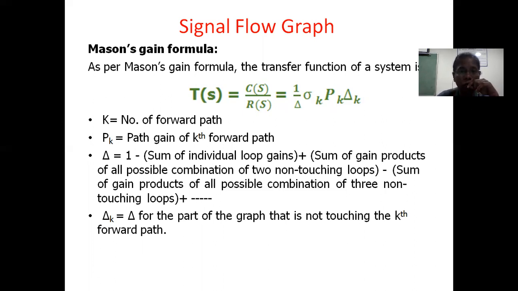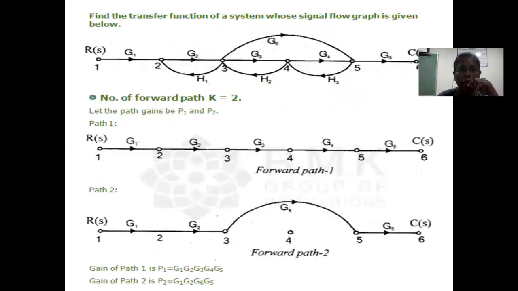So I think we can go for a problem so that we can understand better. Here I've taken a problem. This is the signal flow graph given. Here we can see that it has nodes from 1 to 6. It is moving from 1 to 2 with gain G1. For each and every path, the gain is denoted here: from 2 to 3, from 3 to 4, 4 to 5, 5 to 6. So this is the signal flow graph given.